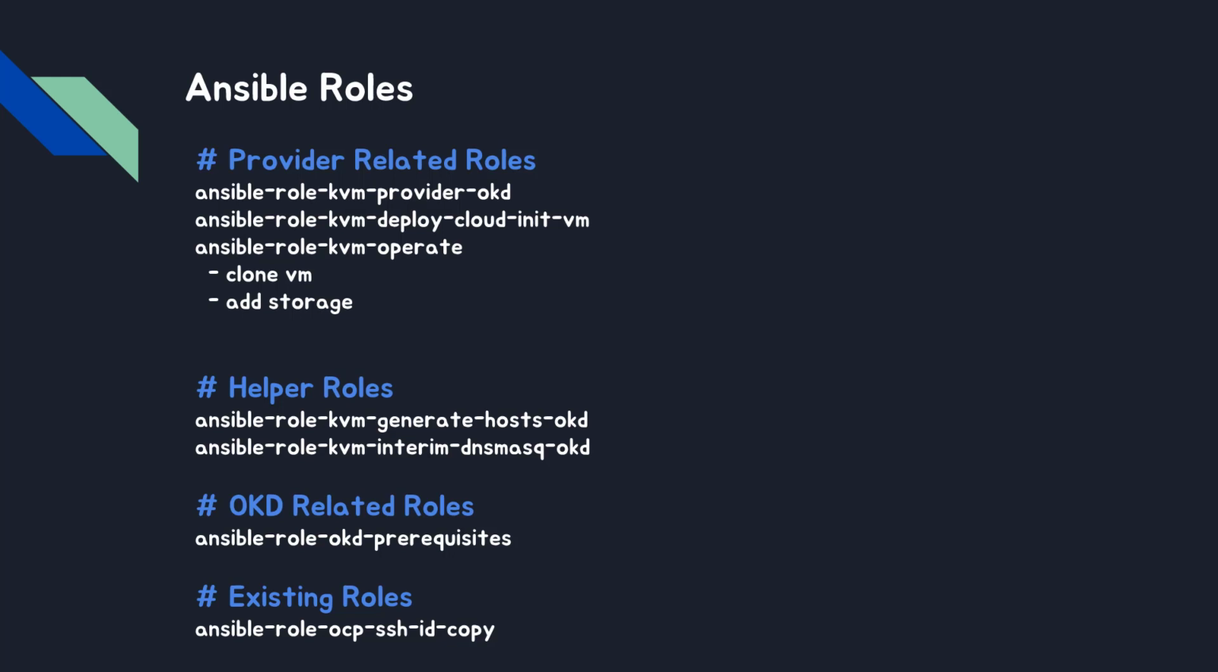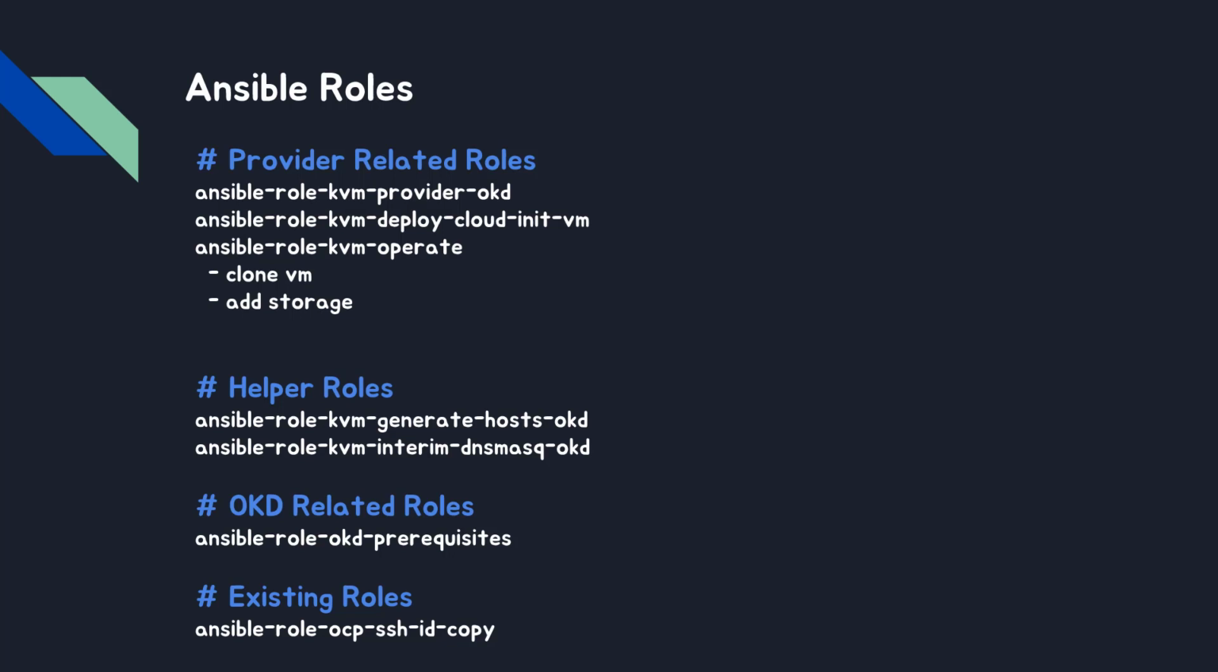The first are the provider-related roles. Ansible role KVM provider OKD is for KVM installation and configuration. Ansible role KVM deploy cloud init VM is for deploying the base image. Ansible role KVM operate is for clone VM and add storage. Helper roles: we need generate host file and interim DNS masquerade. Both depend on the provider, so I created two different specific roles: Ansible role KVM generate host OKD and Ansible role KVM interim DNS masquerade OKD.